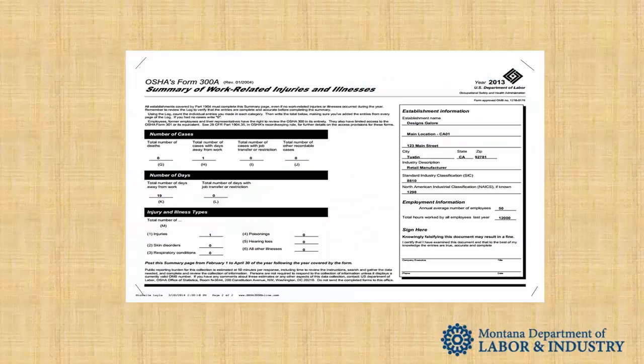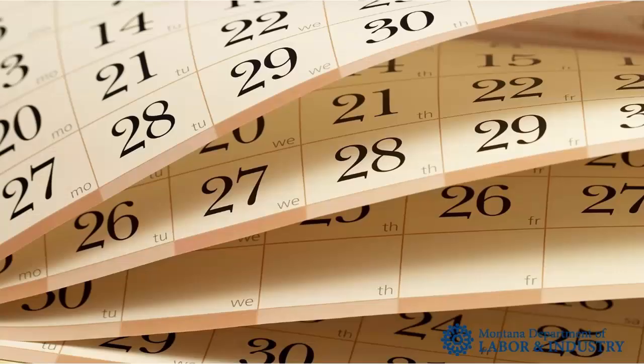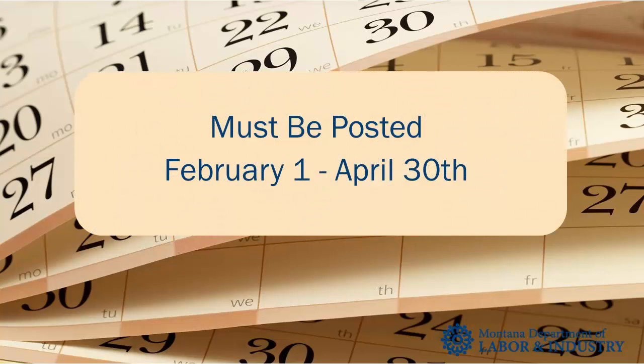You must post a copy of the annual summary in each establishment in a visible place or places where notices to employees are customarily posted. You must post it no later than February 1st of the year following the year covered by the records and keep the posting in place for 3 months until April 30th.